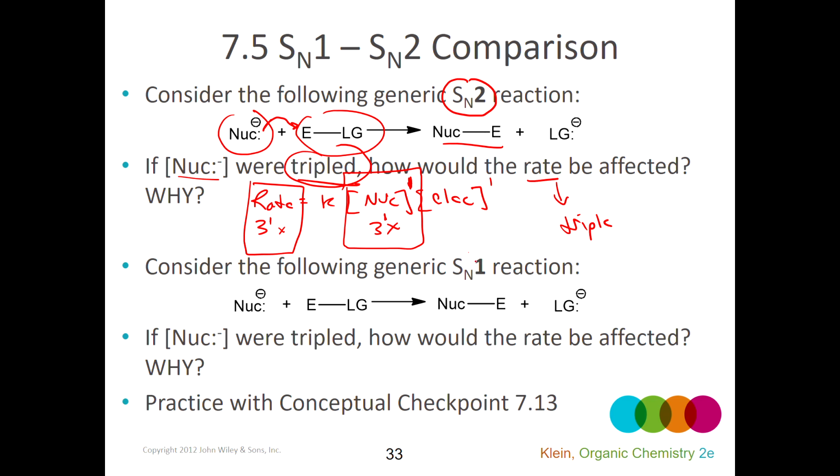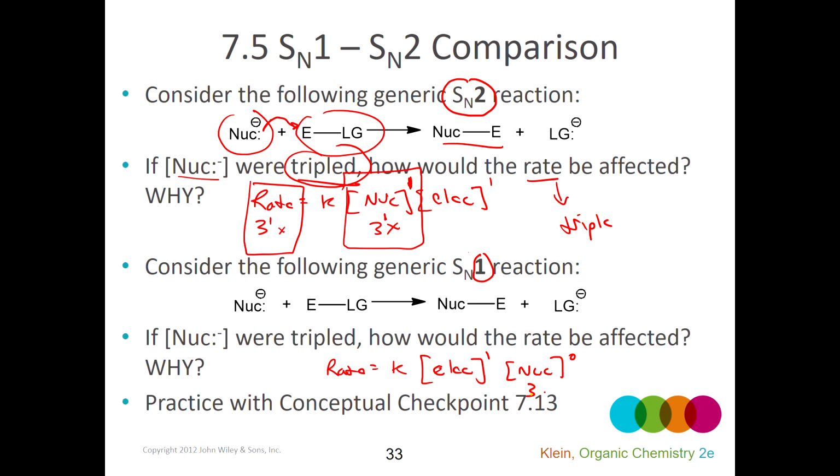Alternatively, if it's an SN1 reaction, in that case, when I look at the rate law, it does not include the nucleophile. It only includes the electrophile. The nucleophile is 0 order. So if I want to include it in there, I have to put a 0 here.